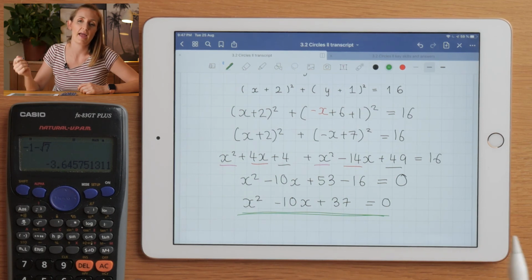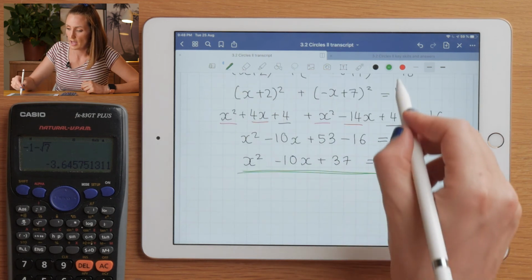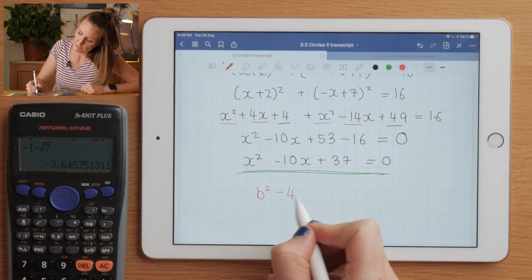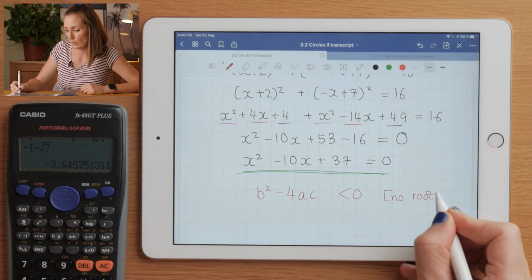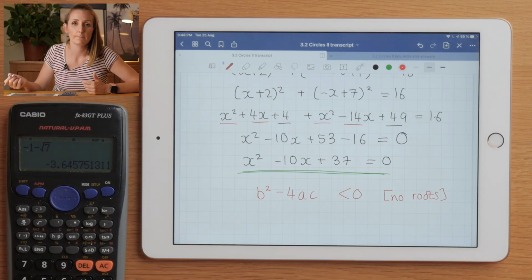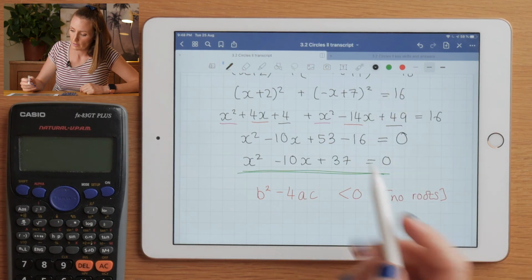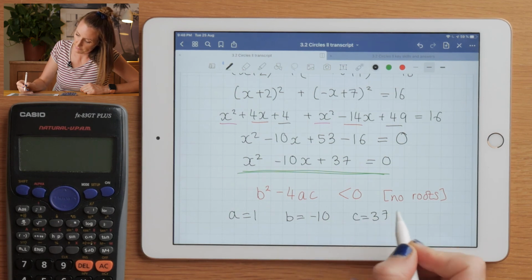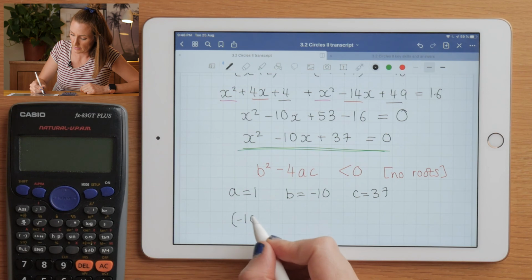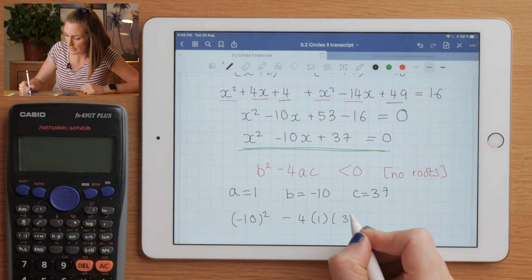I want you to go back and think about everything we learned in quadratics and the Complete the Square series. We learned how to show that a quadratic doesn't have any solutions. And the condition was this: b squared minus 4ac has to be less than 0. And that means a quadratic has no roots. Or in this case, no roots would mean the equation that we put together to find the points of intersection can't be solved. So a would be 1, b would be minus 10, and c would be 37. So b squared would be minus 10 squared, minus 4 times a times 37.